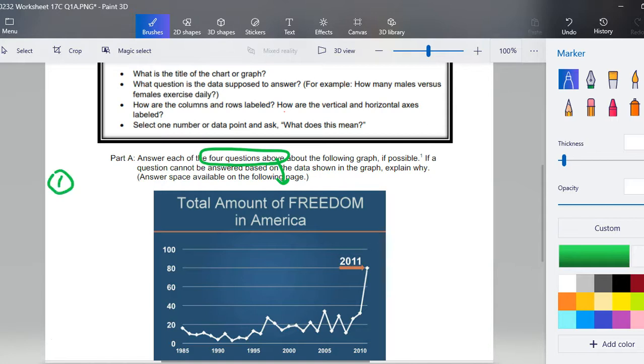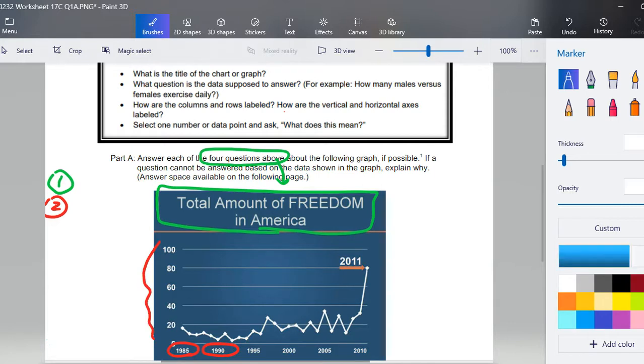Question number 1. What is the title of the chart or the graph? Here is the title: The total amount of freedom in America. Question number 2. What is this supposed to be asking, or what's the data supposed to answer? The data are supposed to indicate how much freedom America is enjoying over time. So here we notice time, and here we notice a value for freedom, we think.